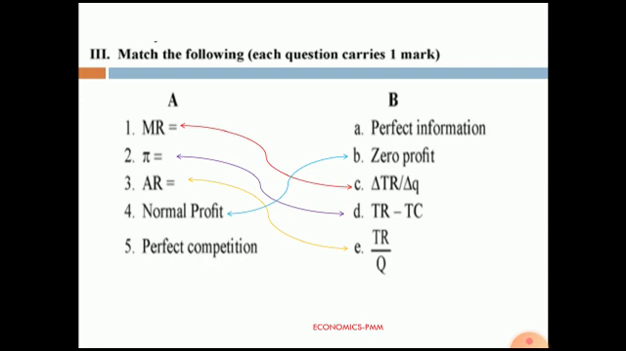Fifth one, perfect competition. Perfect competition, one of the important features we can tell is perfect information or perfect knowledge for both buyers and sellers. So the perfect match for the fifth option is what? Perfect competition is perfect information. I hope you understood this.